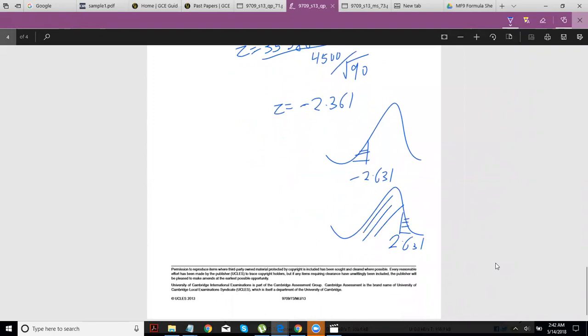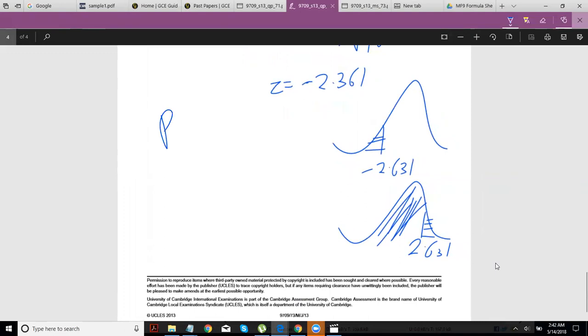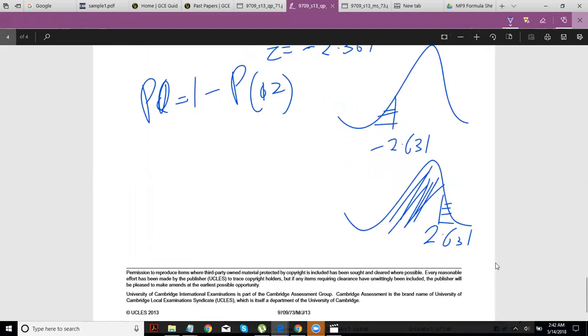So if you can find this area, which is phi of positive z, and subtracted by 1, it should be the same. So the probability should be 1 minus phi of positive z, which is the probability behind or less than positive z, which is basically like a normal distribution. So hopefully you guys know it. That gives you 0.0091, and that, ladies and gentlemen, is the probability of your type 2 error.